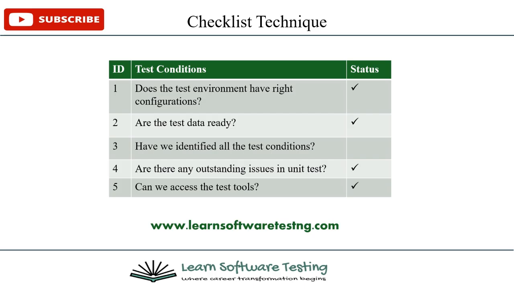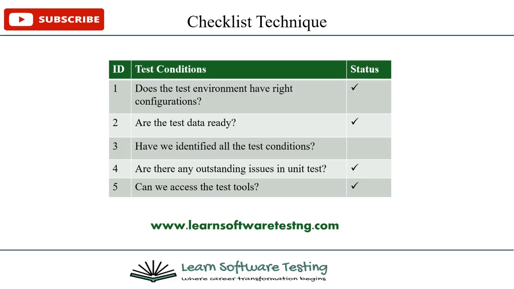So like the second one, for example, the testers will check, okay, do we have all the test data in place to start a specific test? If that is the case, they'll come back to the checklist and put a check next to that activity or condition. And then the same for the third one: have we identified all the test conditions? As you can see, that doesn't have a check next to the status. It means that's a pending activity, or an activity that is still ongoing.